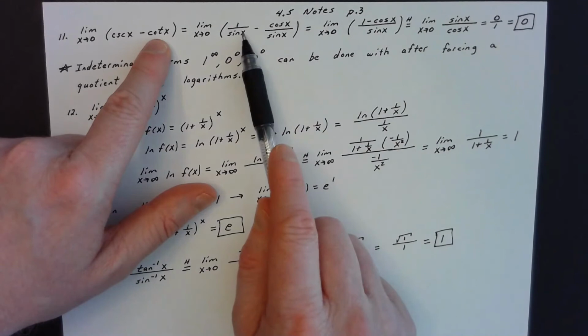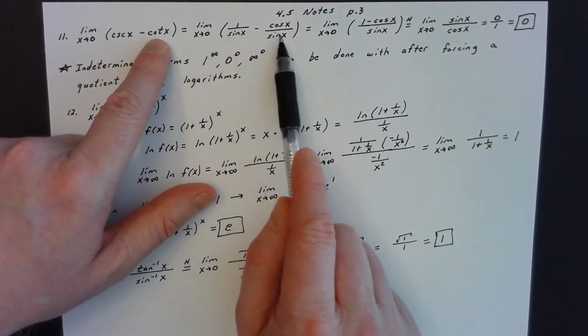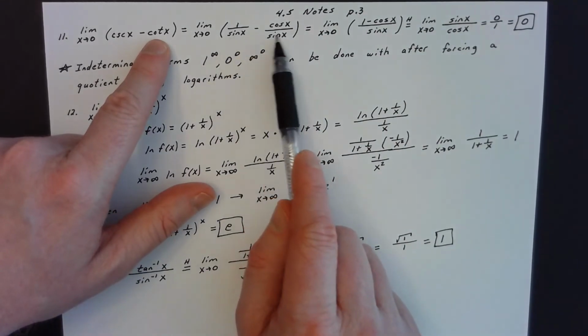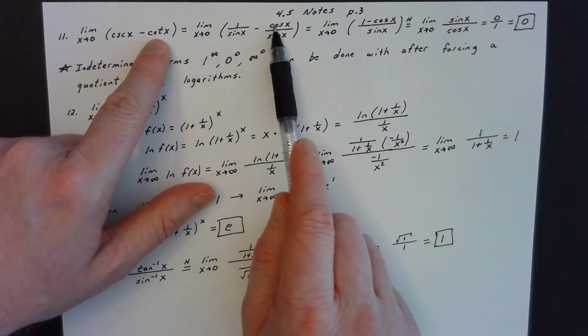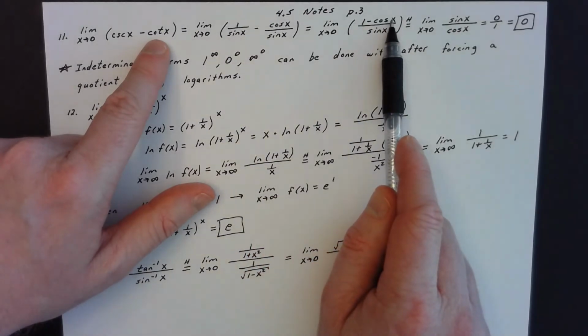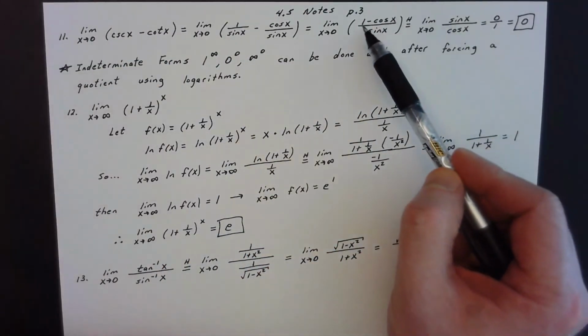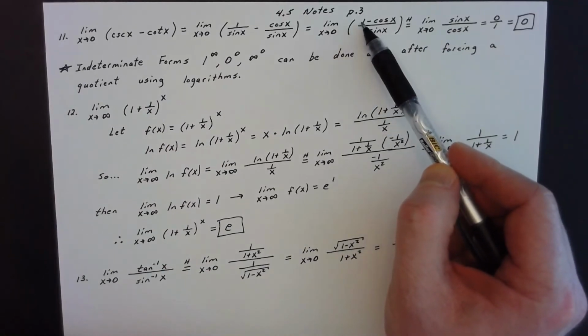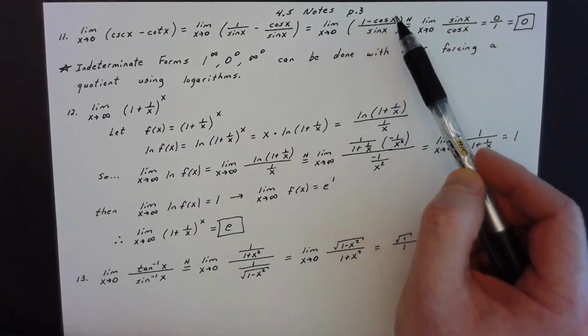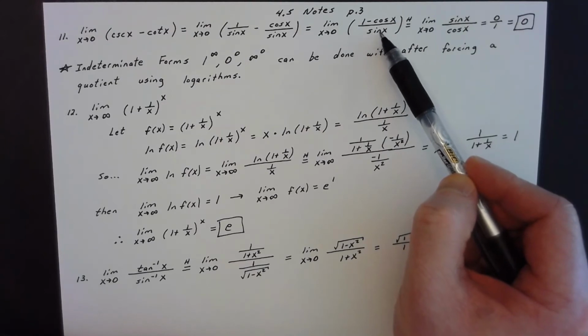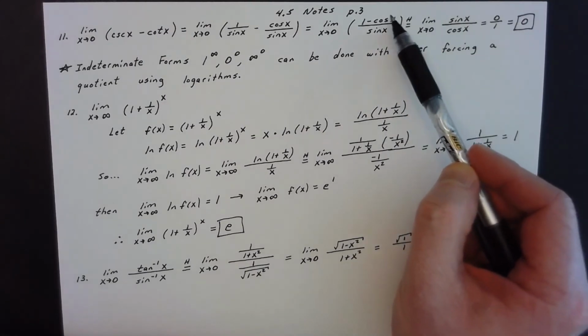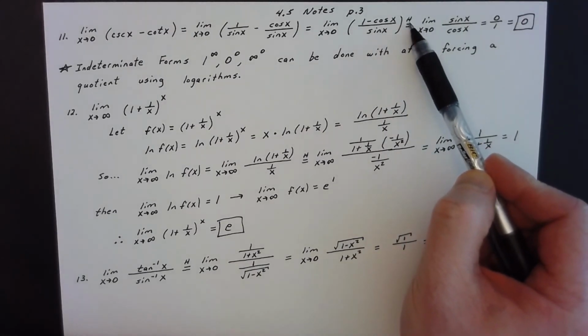Just like the last problem, I'll get that common denominator, which these already have, of sine of x. My numerator becomes 1 minus the cosine. So now when I try to evaluate this, you'd say, well, you can't right now because your numerator would be 1 minus 1, which is 0. Your denominator would be 0. So that's indeterminate. L'Hopital can help, though.